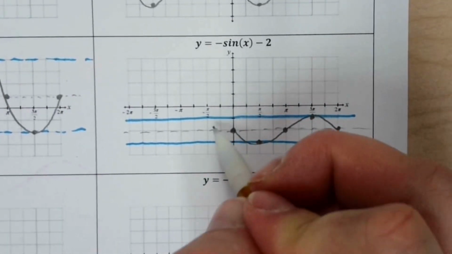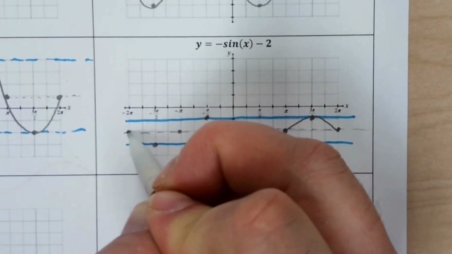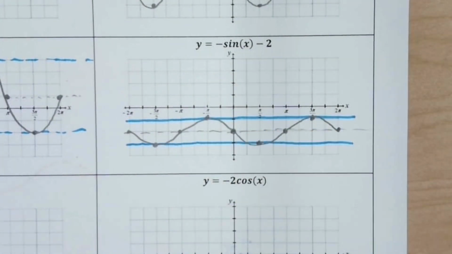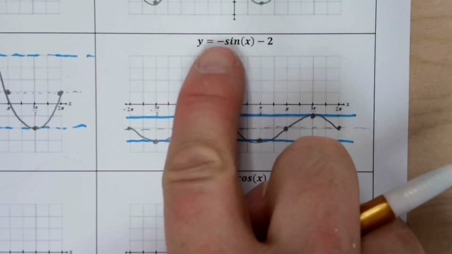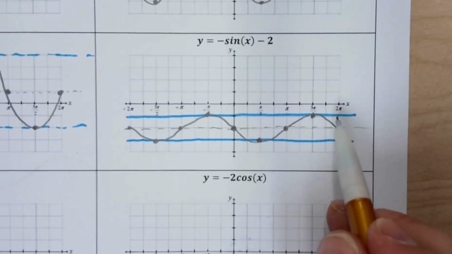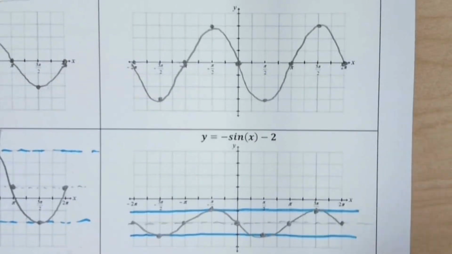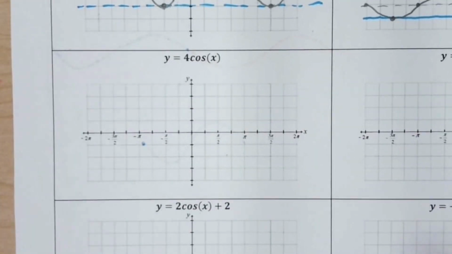Let's go the other way. Here, here, here, here. You can see that because that has a negative, the behavior is down, up, down, up, down, just like this one. Down, up, down, up, down. Let's go to cosine.